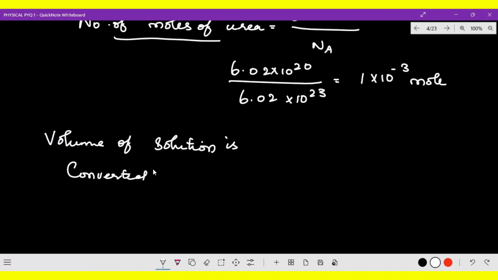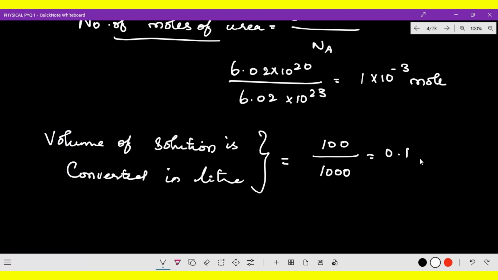Converted in liter. Right. So here how do we identify? 100 divided by 1000 ml, right? 100 ml divided by 1000 ml equals 0.1 liter. Right. So 100 ml we just converted into liter, right?